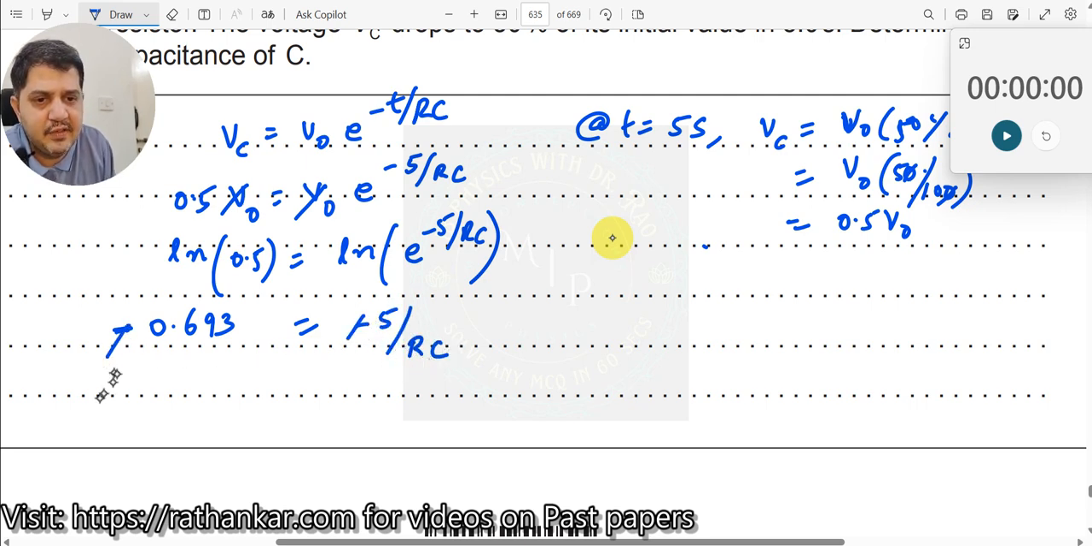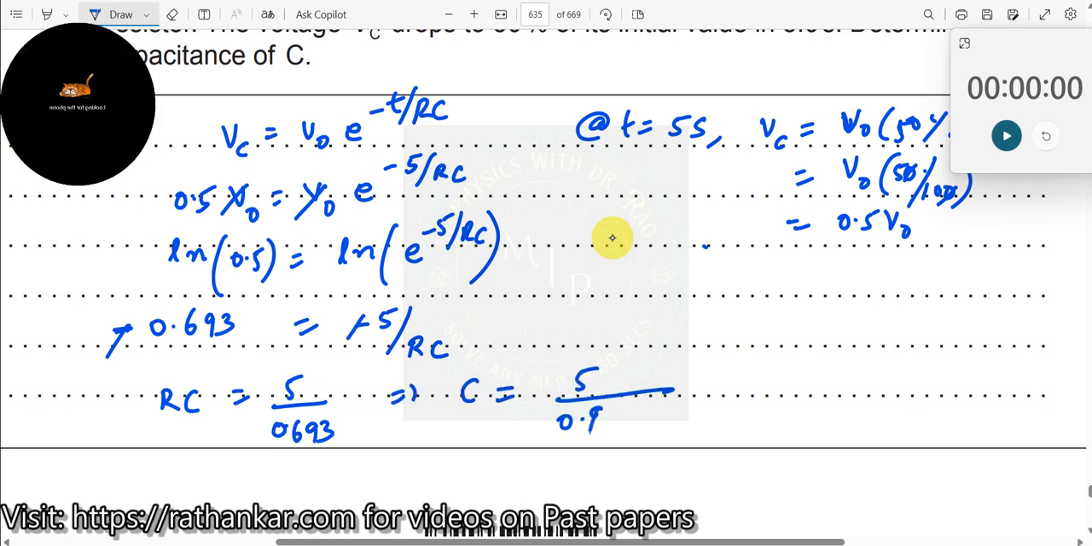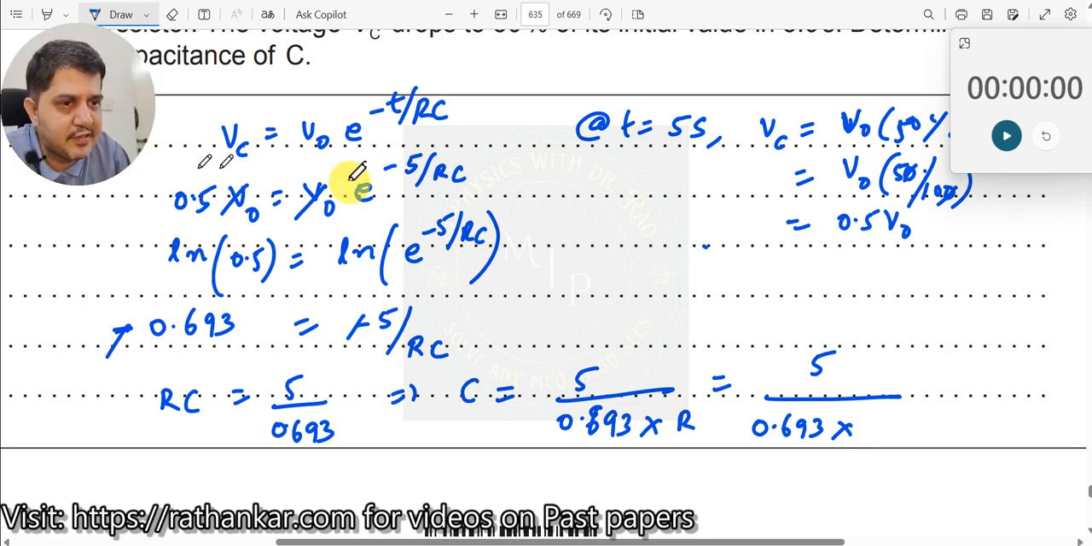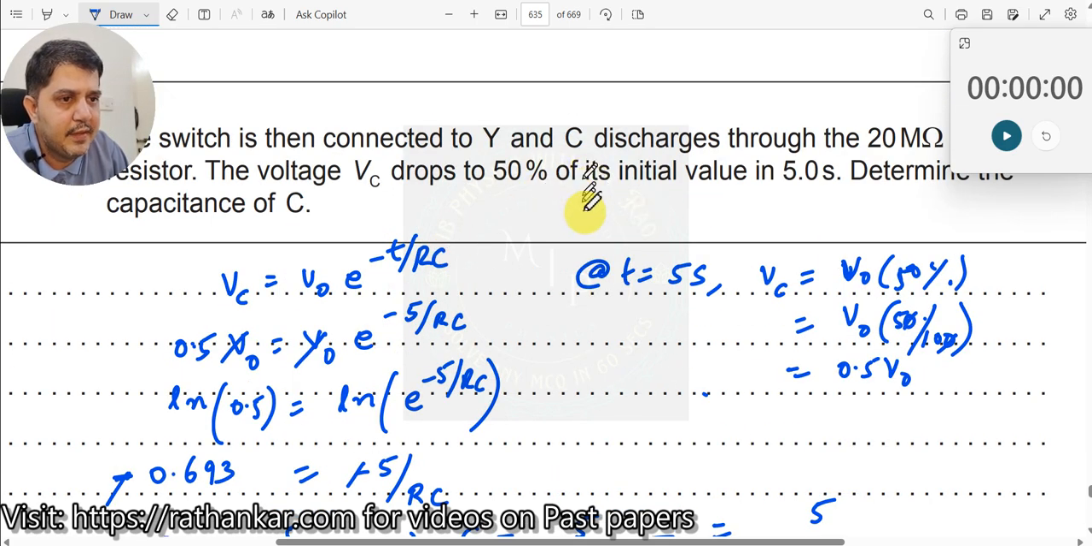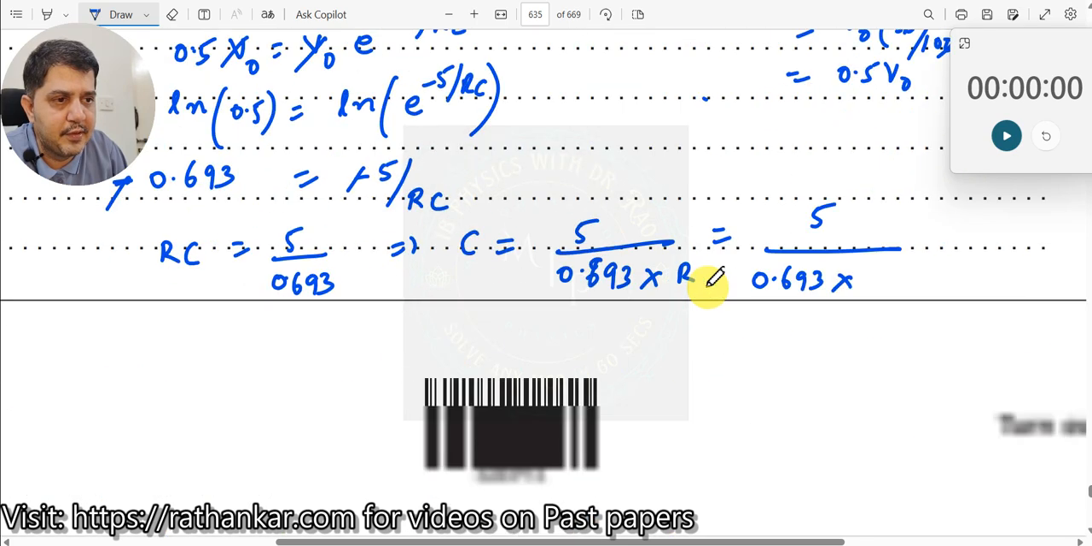This negative goes away. So thus you have R into C is equal to 5 divided by 0.693. I need to get the value of C, so C should be equal to 5 divided by 0.693 multiplied by R. What's the value of R over here? R is 50 megaohms, right? Let us go back to this. What's the value? 20 megaohms. I'm sorry, 20 megaohms.